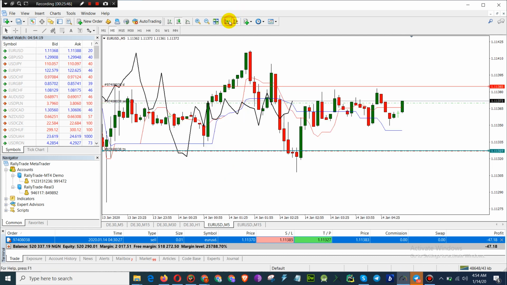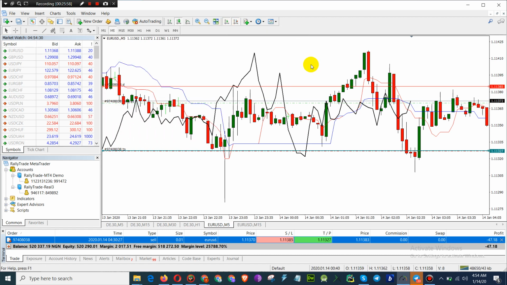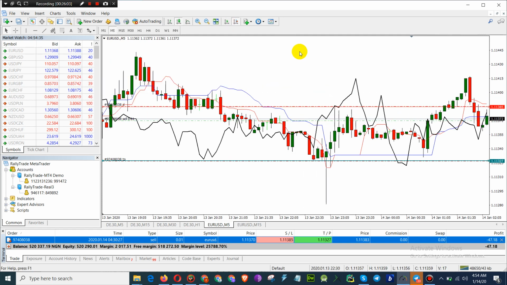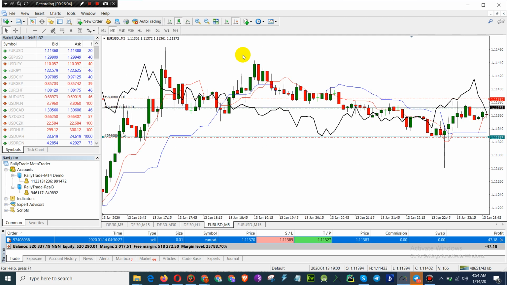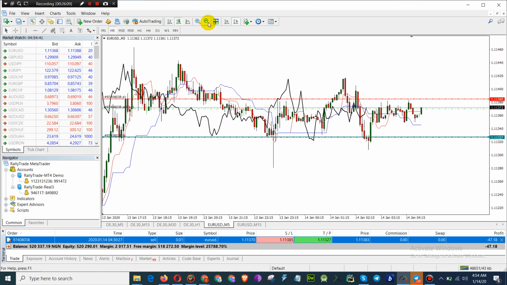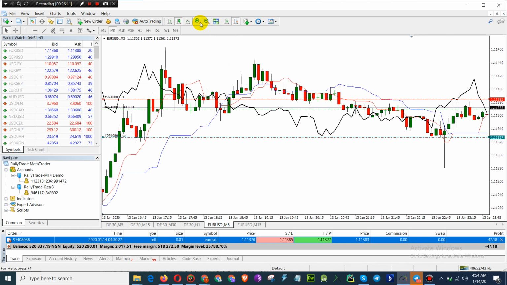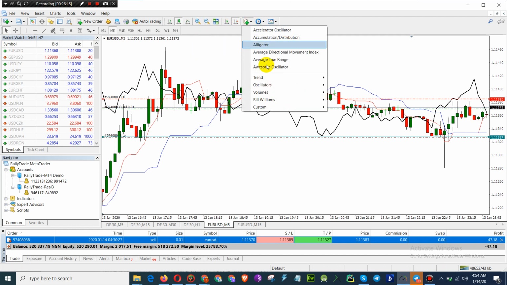This button takes you back to the beginning, and this one minimizes and enlarges for you. For example, if you try scrolling back and it's not working, just click on this, it will work. Another thing is this is for zoom in and this is for zoom out. All right. This is for the indicator list.